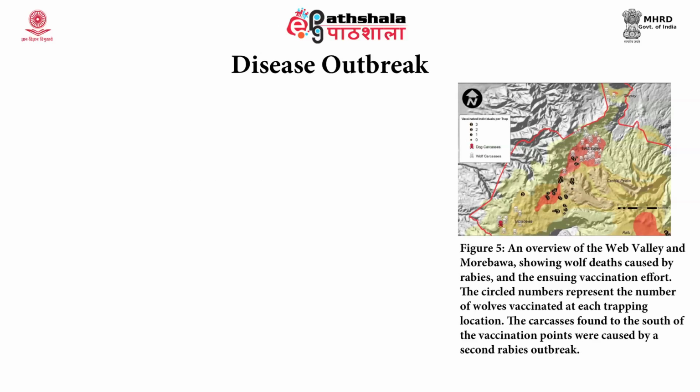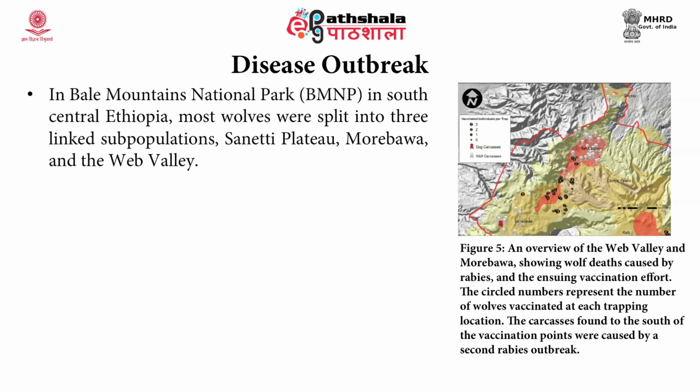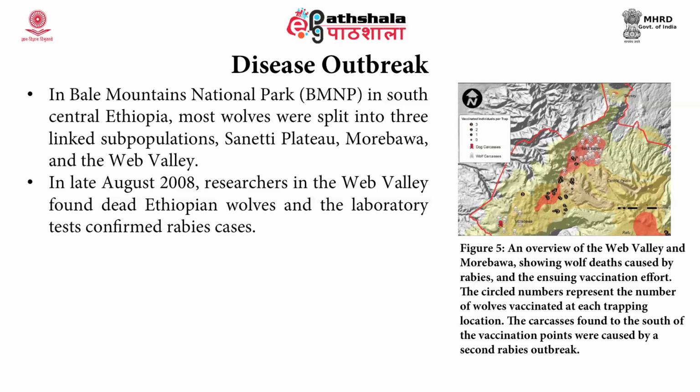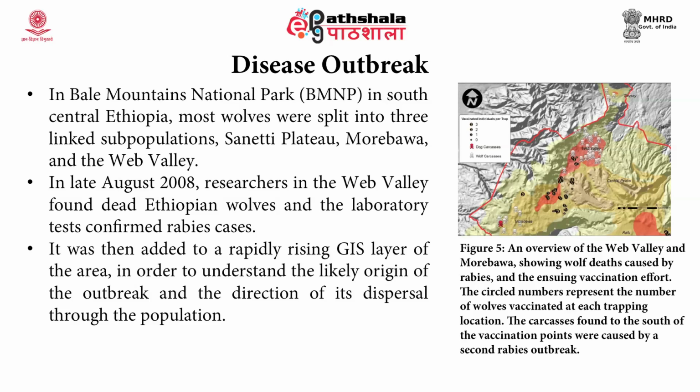For example, this figure shows the application of GIS in disease outbreak. In the Bale Mountain National Park in south central Ethiopia, most of the wolves were split into 3 linked subpopulations: Sanetti Plateau, Morebawa and the Web Valley. In late August of 2008, researchers in the Web Valley found dead Ethiopian wolves, and laboratory tests confirmed the case of rabies. It was then added to a rapidly rising GIS layer of the area in order to understand the likely origin of the outbreak and the direction of its dispersal through the population.